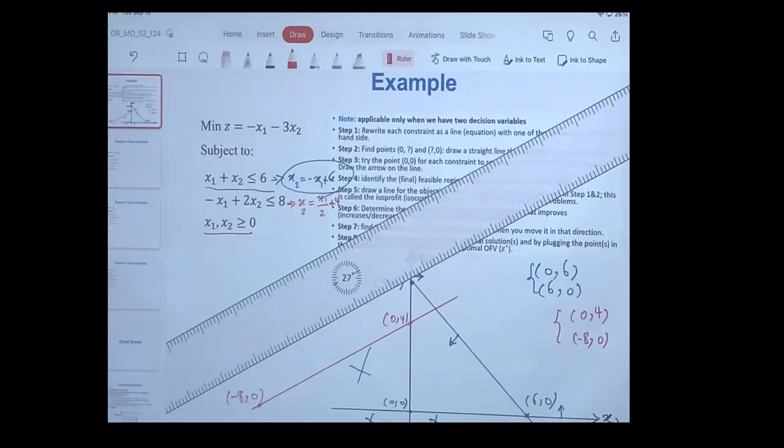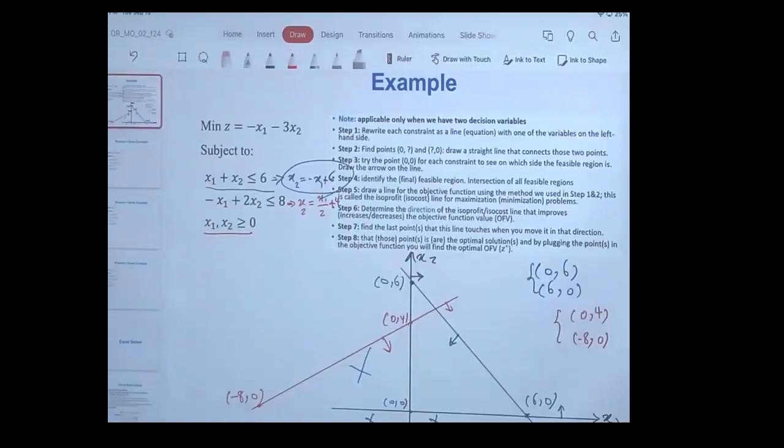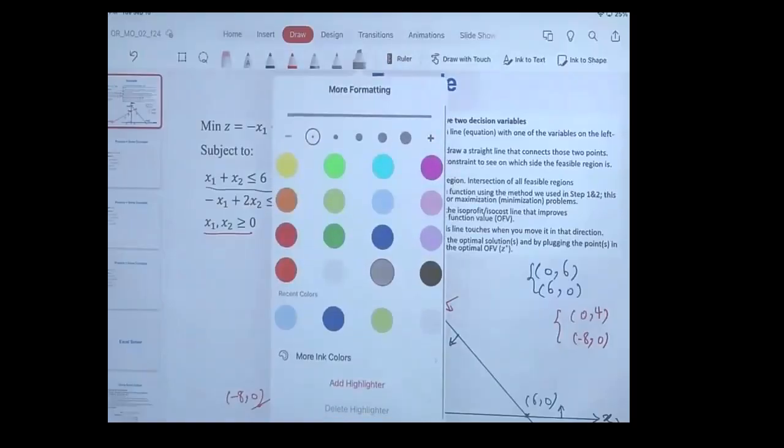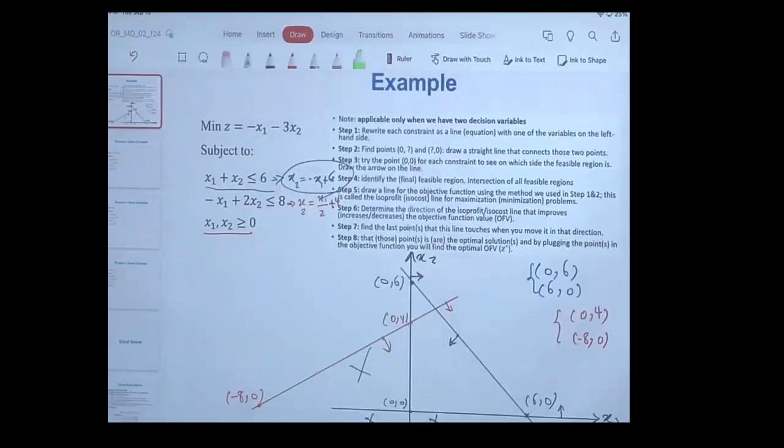So I try the point (0, 0) in the constraint minus x1 plus 2x2 less than or equal to 8. I try (0, 0), and it seems like it's below that line, right? So now the feasible region is in this direction. Because of that, my feasible region is reduced. It's going to be this part.